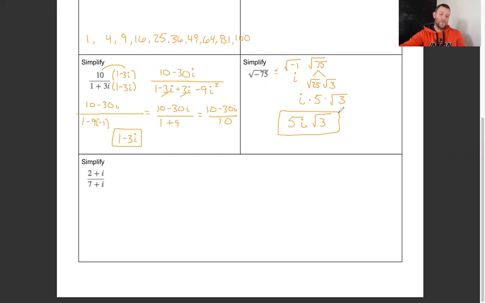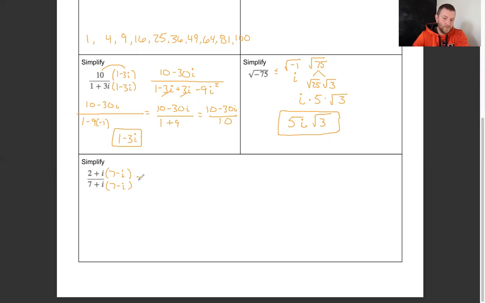All right, last one. Simplify this. The only reason it doesn't work is because the i is in the denominator. Can't have that. So we're going to multiply by the conjugate again. And again, we're only worried about the bottom one. So we're not going to do the conjugate at the top. We just care about the bottom. So 7 plus i, the conjugate is 7 minus i.